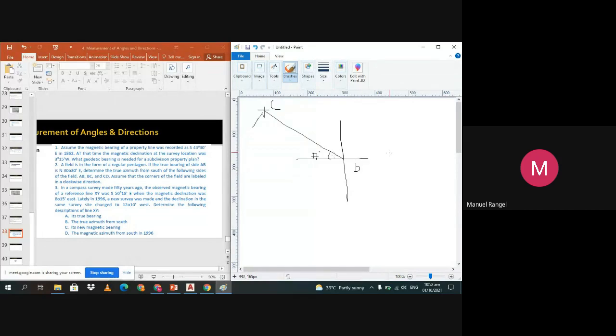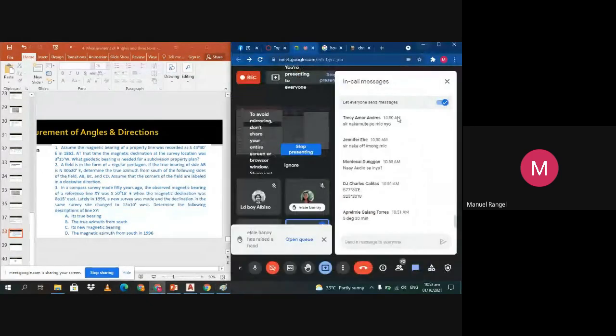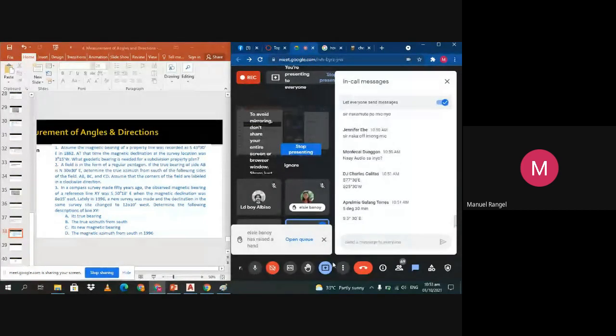Tama ba akong drawing? A, B, C, D. Murag mali akong diagram ah. Wait lang. A, B, C, D. Tama man. So what is the bearing? 5 degrees, 30 minutes. What is the direction? Southeast. Yes, correct. So this is the true bearing, 5 degrees, 30 minutes east.